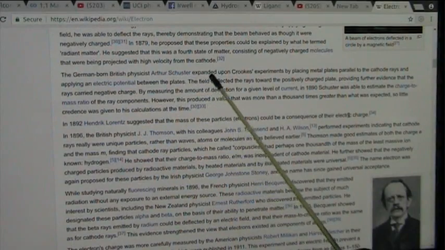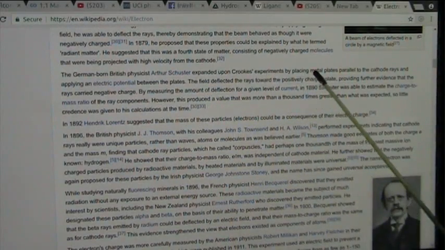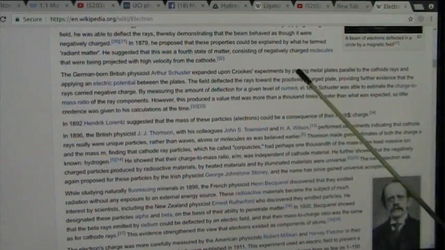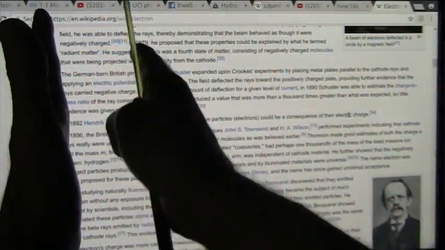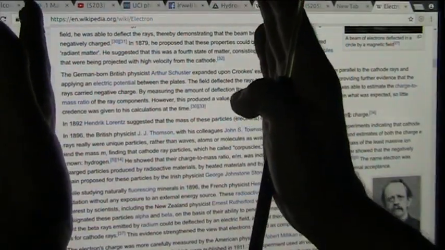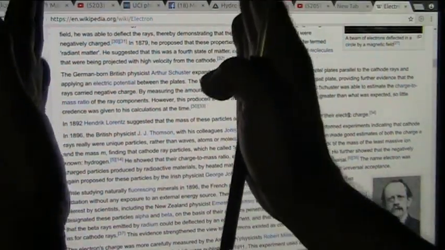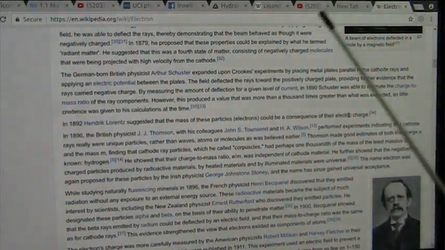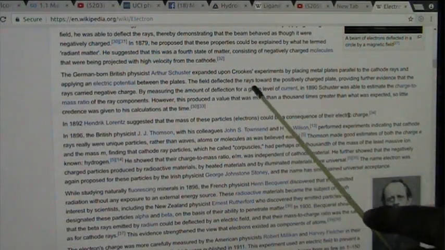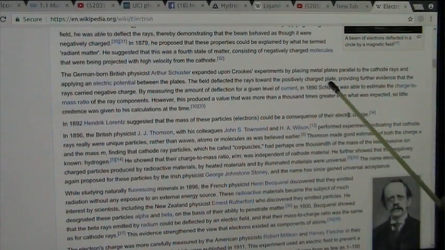The German-born physicist Arthur Schuster expanded upon Crookes' experiments by placing metal plates parallel to the cathode rays and applying an electric potential between the plates. So he's putting metal plates in, with the cathode rays, which are the electrons, going between them, and then he's putting a potential on the plates. So what happens to the ray inside? The field deflected the rays toward the positively charged plate.